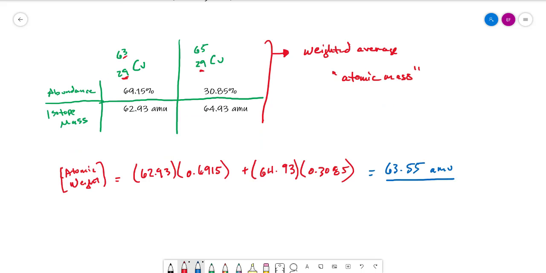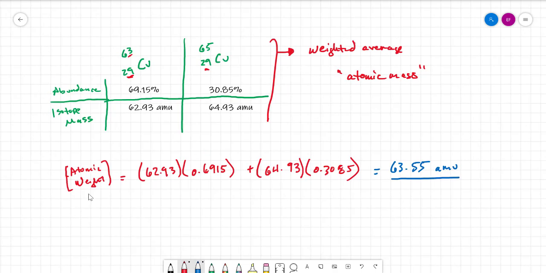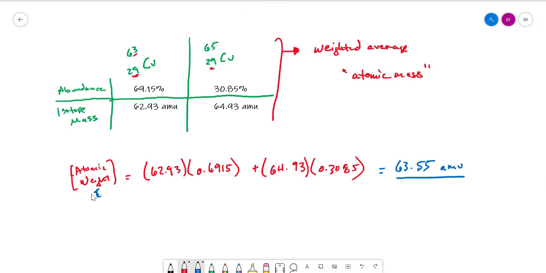Okay, so what we have here, if we want to look at the atomic weight of copper, we take the mass of the first isotope, the copper-63, times its abundance. We then add that to the average mass of copper-65, and what we get is 63.55 AMUs.